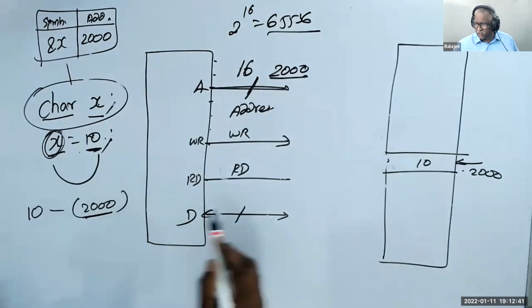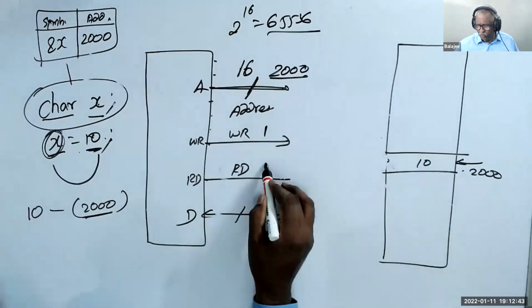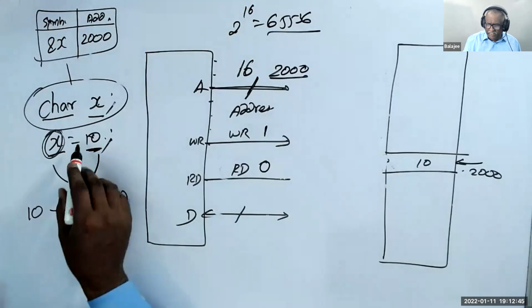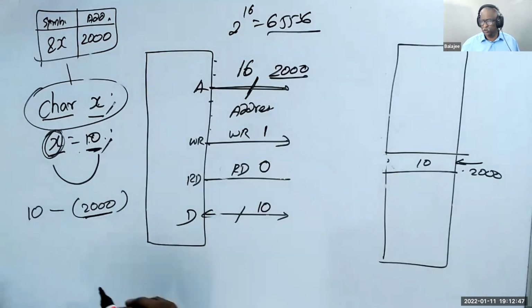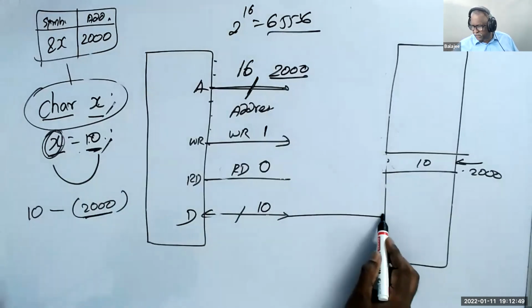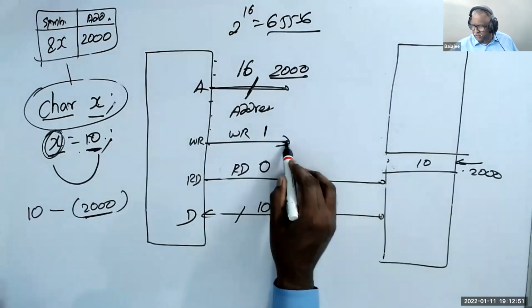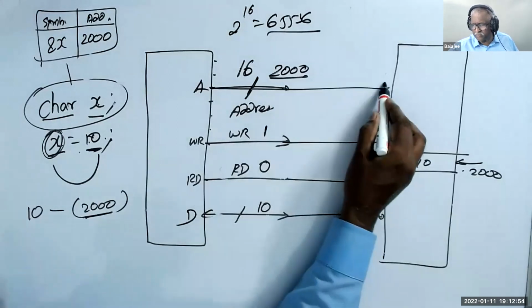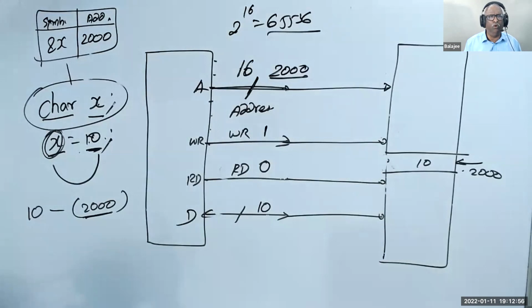Now it's 2000, it's pointing. Since you are writing, write becomes 1, read becomes 0. And you are writing 10. 10 comes here. So now what happened? This goes to memory, this goes to memory. But here is only one problem. The major problem is when you put here CHAR X.